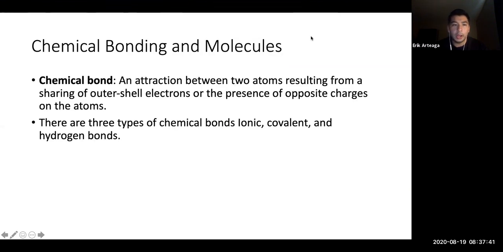All right. Chemical bonding and molecules. Chemical bond: an attraction between two atoms resulting from a sharing of outer shell electrons or the presence of opposite charges on the atoms. So there are three types of chemical bonds. We have ionic, covalent, and hydrogen bonds. All right, and you do need to know these three different bonds, so please pay attention.